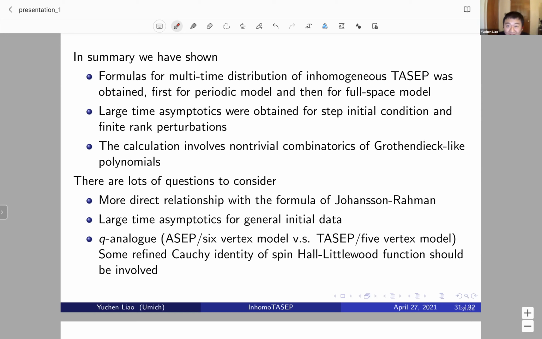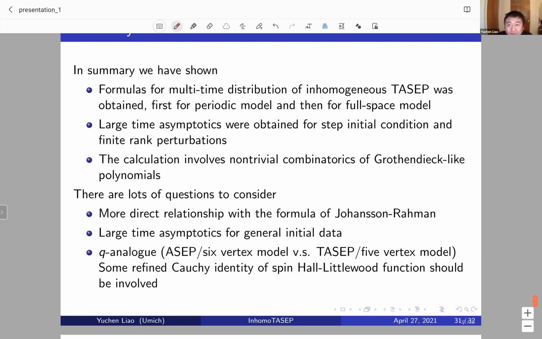Yes, I have a paper on that. I see. So you can check. You need some refinement of the Cauchy identity. Refined Cauchy for spin Hall-Littlewood. Yes. Yeah. So then I'm glad. And check it out. It is almost the same as for the Hall-Littlewoods, but there are some parameters around, and for ASEP, there is a determinantal summation formula for ASEP.